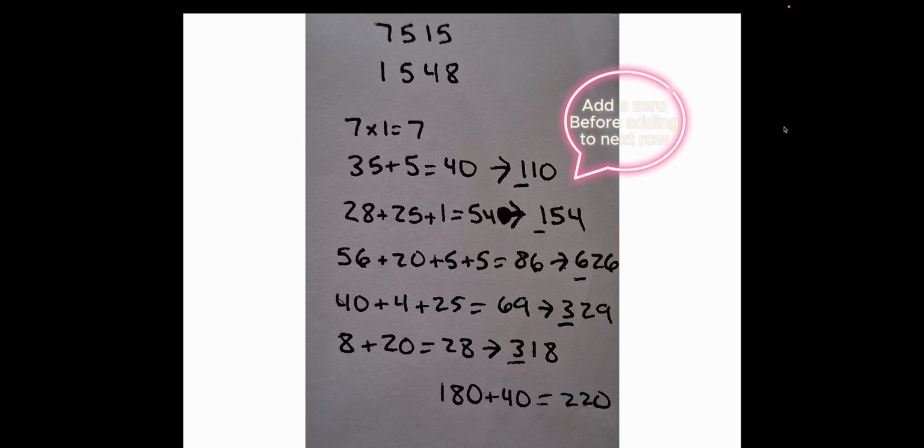So here's an example of doing cross multiplication from left to right. You start with the 7 and the 1. 7 times 1 is 7.